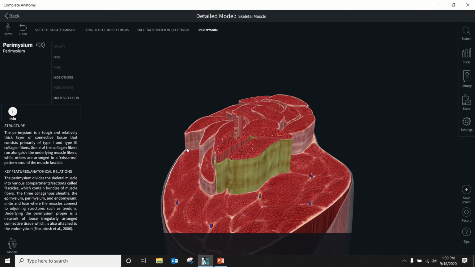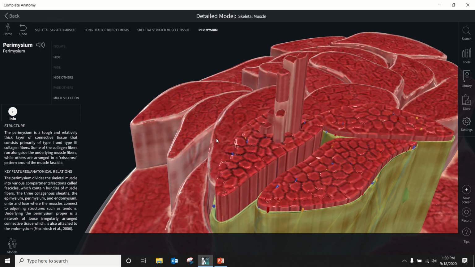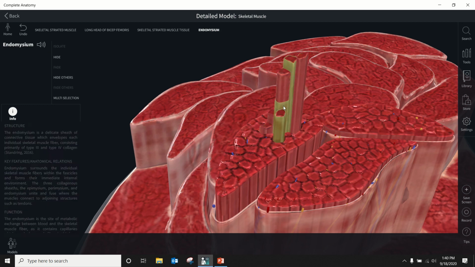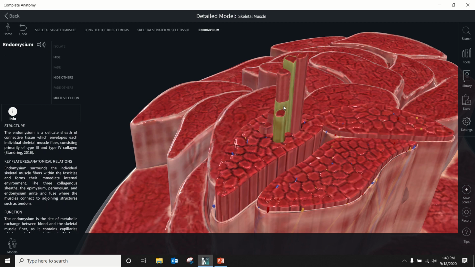And then if we zoom in even more, there we go. So here I've got my individual little muscle cells right there. Where it says extrafusal muscle fiber, that's just your normal muscle fiber that we're going to spend our time talking about. And then each individual little muscle fiber has a layer of connective tissue around it, which is called the endomysium. And so the endomysium is a layer of connective tissue that surrounds an individual little muscle cell.